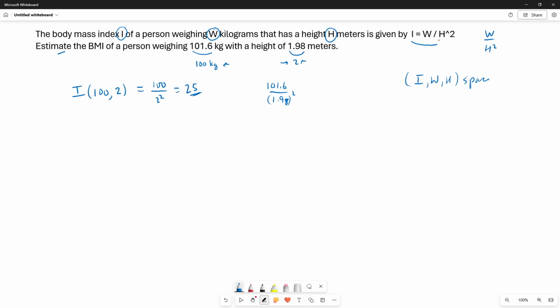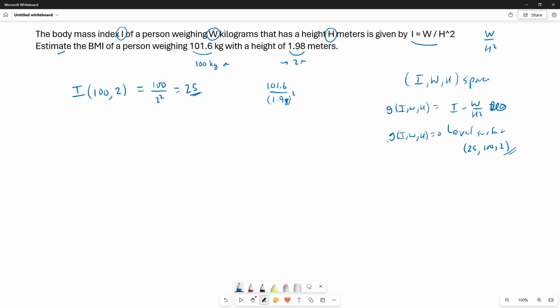And we will think of this surface as being a level surface to the function g of I, W, H equal to I minus W over h squared. So the level surface, g of I, W, H equals 0, is a level surface. So we're going to find the tangent plane to this level surface at the point I is 25, W is 100, H is 2. We will then use the tangent plane to estimate the body mass index if the weight and the height are these given numbers, 101.6 and 1.98.